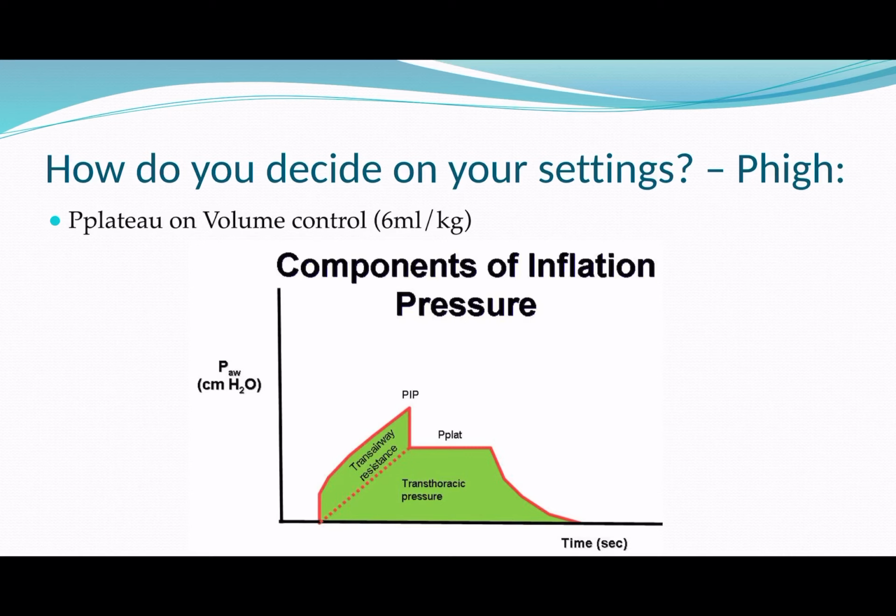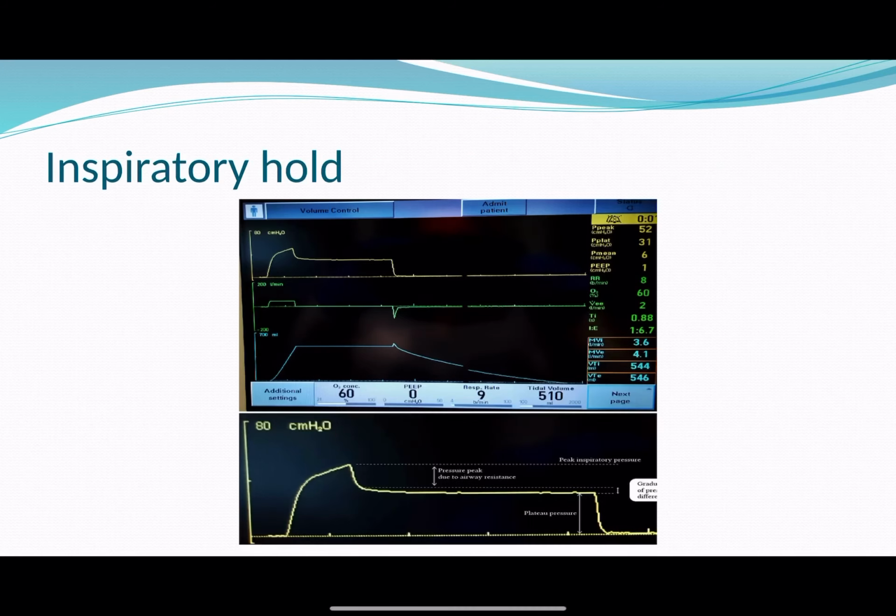Once you've done a few of these, you get an idea of how compliant the lung is. If you look at this next picture, you can see that the patient is taking a breath in, and then you can do something called an inspiratory hold, where you press the button and hold the inspiratory pressure. The pressure goes up and up, hits the peak inspiratory pressure, you've hit the volume that you need to achieve, and then the pressure just holds at that level. That is what we call the plateau pressure.